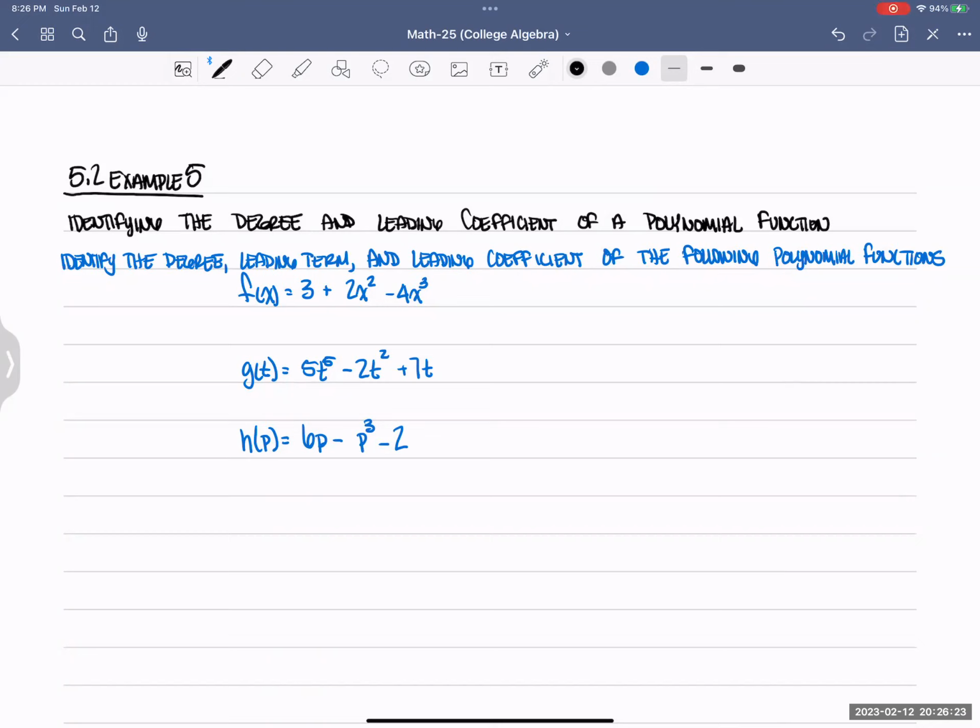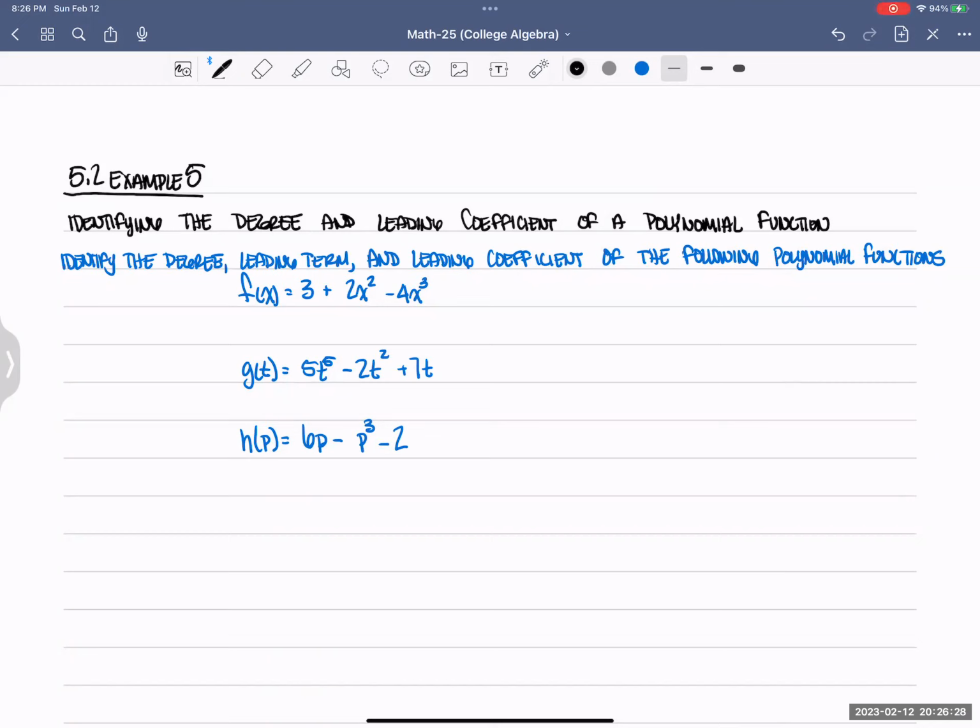5.2, example 5, identifying the degree and leading coefficient of a polynomial function. Identify the degree, leading term, and leading coefficient of the following polynomial functions. Well, let's start with f of x. Let's shift this down a little bit so we can work with one at a time. All right, so what do we need? The degree, the leading term, the leading coefficient.